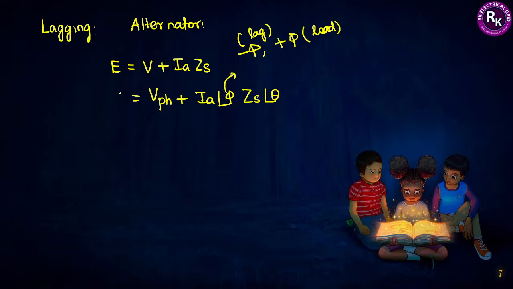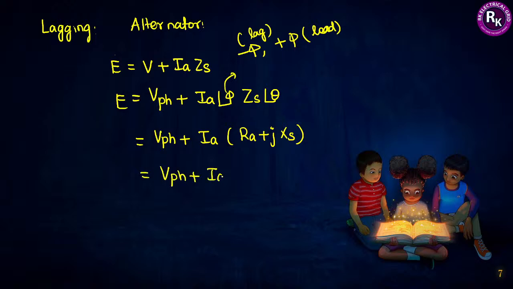So this is how we bring the relation between induced voltage and other parameters. Now in rectangular form, it can be written as per phase terminal voltage V plus armature current Ia into (armature resistance Ra plus j times synchronous reactance Xs). Now if you expand this further, I can say per phase voltage V plus armature current Ia into Ra plus j times armature current Ia into synchronous reactance Xs.